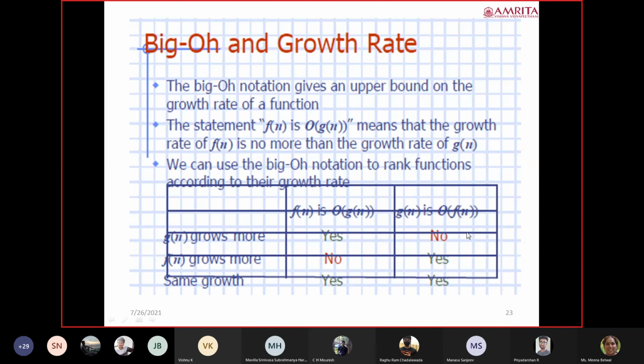Similarly, if it is given Gn is O of Fn, the other way around, it means Fn grows more. Does Gn grow more? No. Does Fn grow more? Yes. If Gn is O of Fn, it means Fn grows more than Gn. And do they have the same growth? Yes, they can have the same growth. That is what it means.